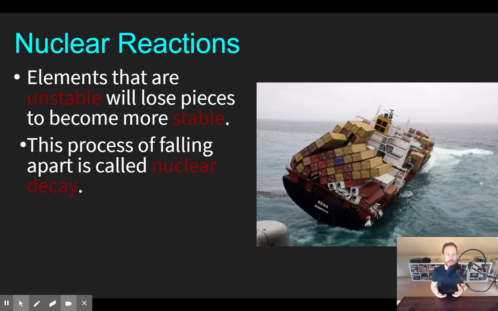It essentially means that that nucleus has an expiration date. And when that expiration date arrives, it's going to fall apart and something is going to fall off of it. But when we're talking about nuclear decay, which is another name for this, when that thing falls off, it doesn't really fall off, it's more like it fires out of it at high speeds.